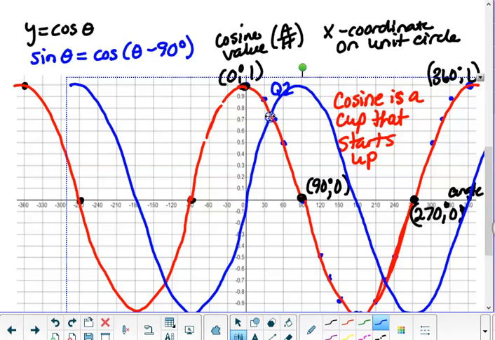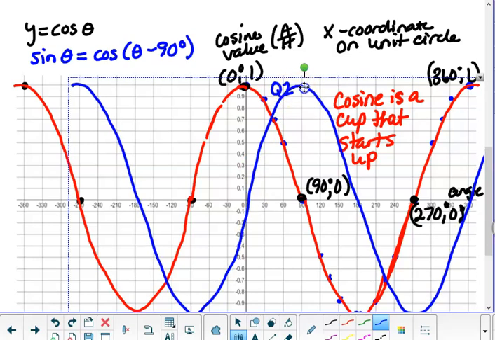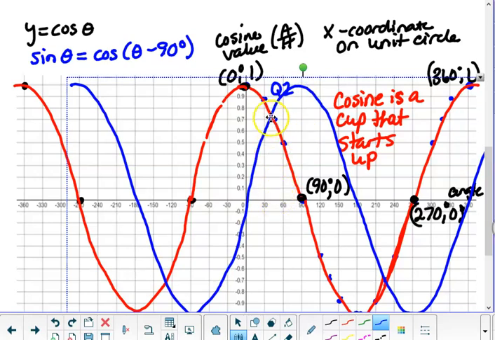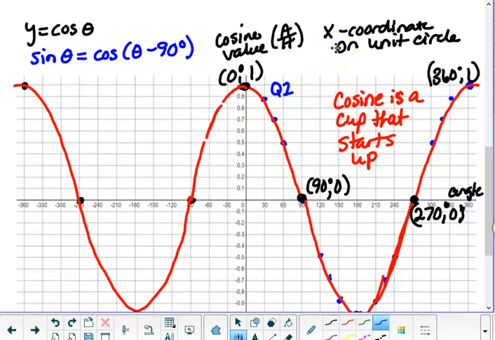Notice where they intersect is at 45 degrees, which makes sense because at 45 degrees, sine and cosine have the same value. They're both square root of 2 over 2. I don't think I shifted this quite enough, so I'm going to just delete that. That's just a little fun fact that I wanted to show you. They are the same curve. Okay, in our next video, we'll talk about tangent.